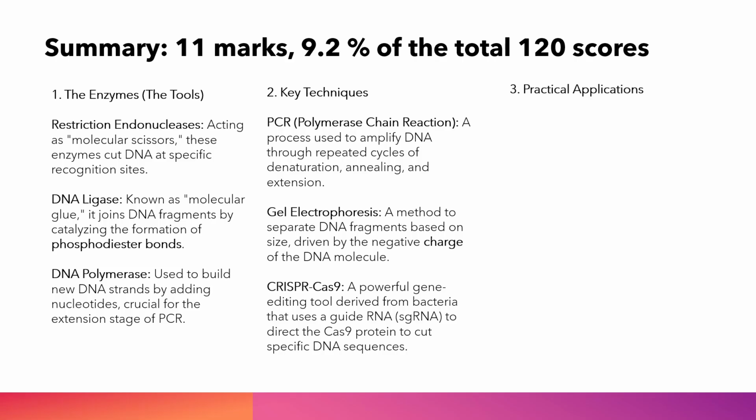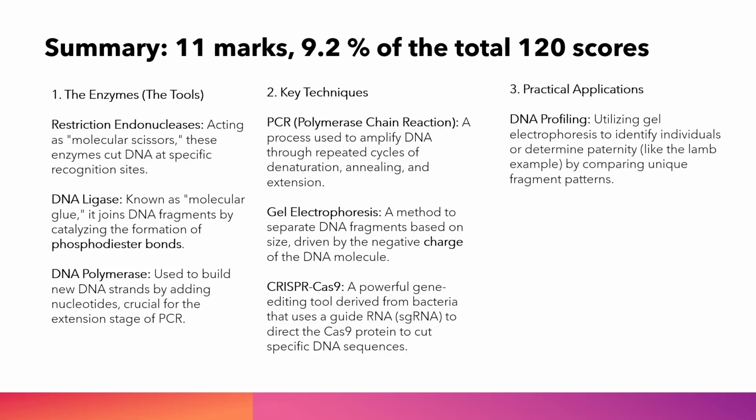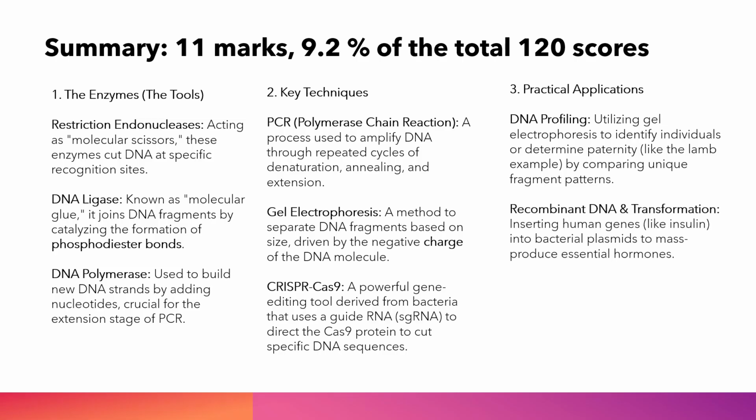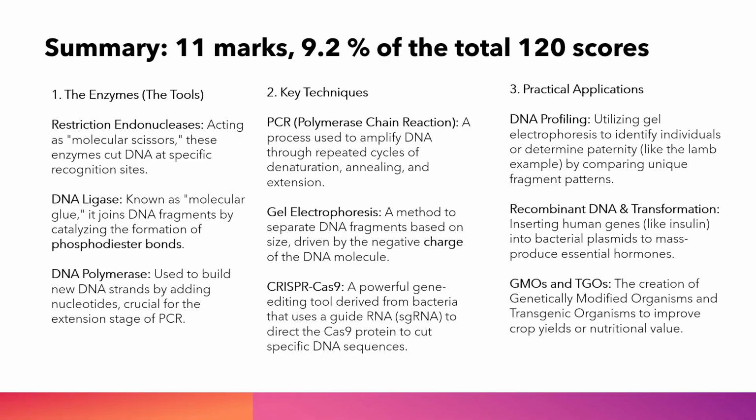Three, practical applications. DNA profiling, utilizing gel electrophoresis to identify individuals or determine paternity, like the lamb example, by comparing unique fragment patterns. Recombinant DNA and transformation, inserting human genes like insulin into bacterial plasmids to mass-produce essential hormones. GMOs and TGOs, the creation of genetically modified organisms and transgenic organisms to improve crop yields or nutritional value.